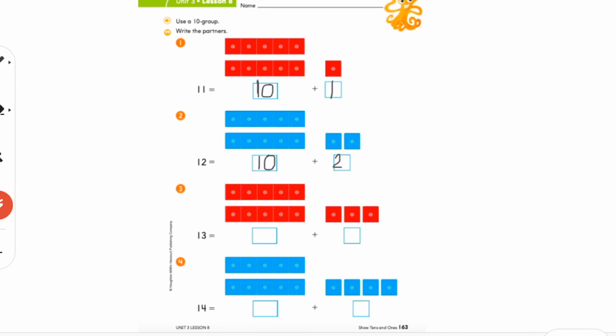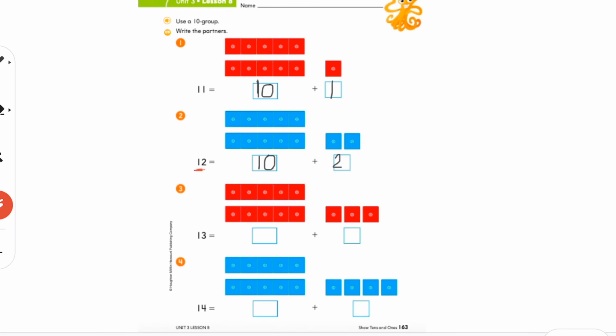Now, if we take a look at these partners, so if we jump back up here to number 11, we have a 10 and we have 1. Is this side the same as this side? This one says 11. Does this equal 11? It does, so they are equal. That is right.